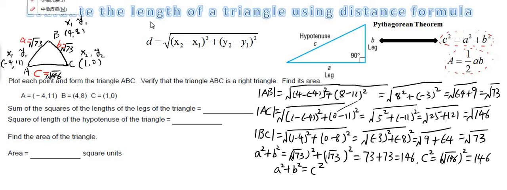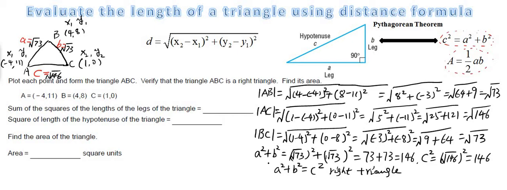Now we can tell that triangle is a right triangle because it satisfies the Pythagorean Theorem. The Pythagorean Theorem tells us if we have c squared equals a squared plus b squared, that means that is a right triangle. So we just write down that it is a right triangle.